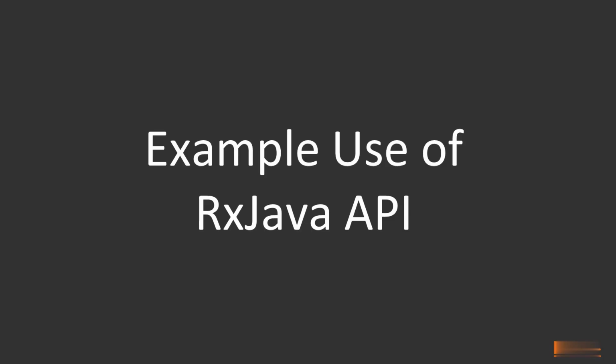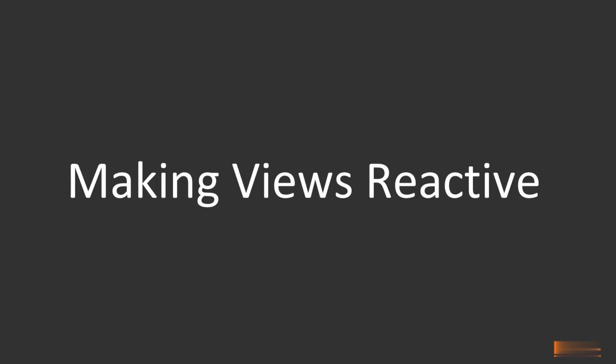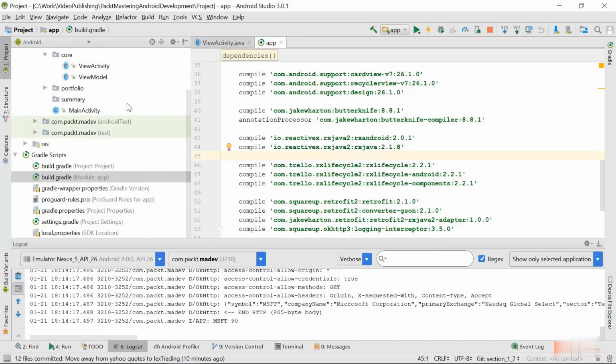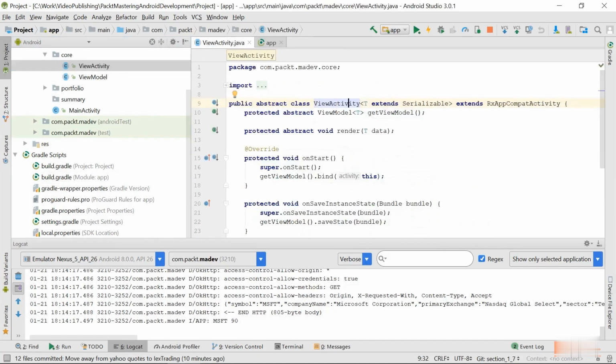Example use of the RxJava API. In this example, we're going to take a look at how to make our current views reactive. So here we have this view activity. A few things are happening here. Before we had this view interface, but now we changed it to the view activity. In the end, it's going to be a simpler way to have the same functionality, and it's going to be more generic, more robust.